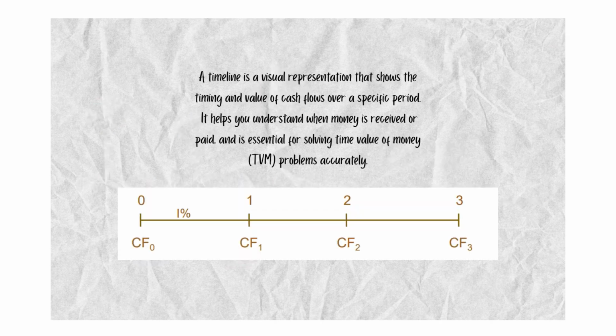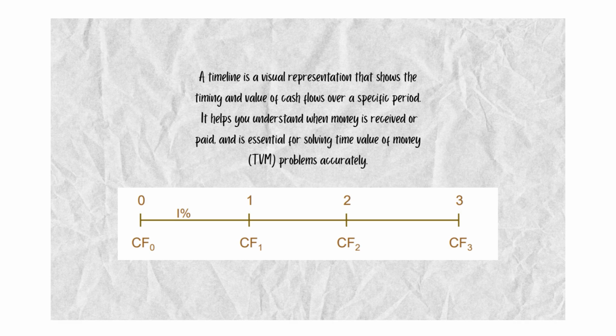What is a timeline? Well, a timeline is a visual way to show when money is received or paid over a certain period. Time zero is today, right now, and each point after that shows the end of a time period, usually a year. This helps us clearly see the flow of money and it's a key part of understanding time value of money problems, TVM problems.